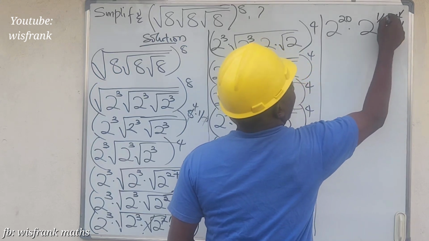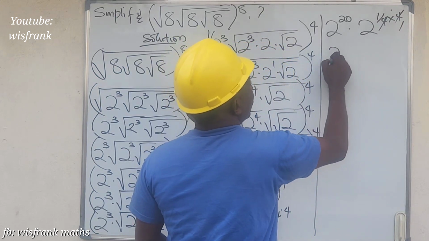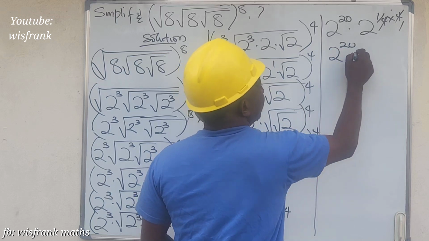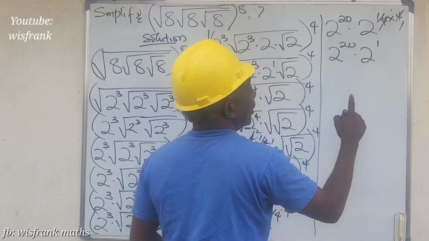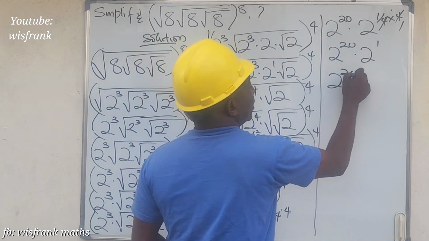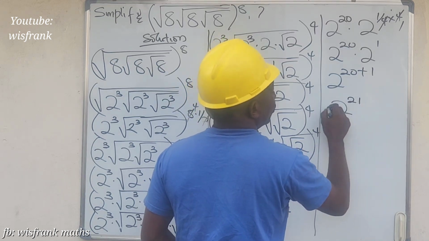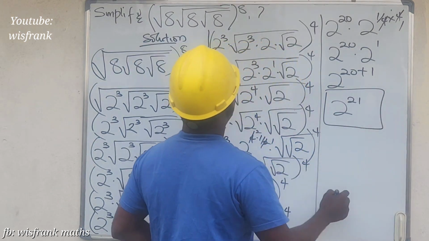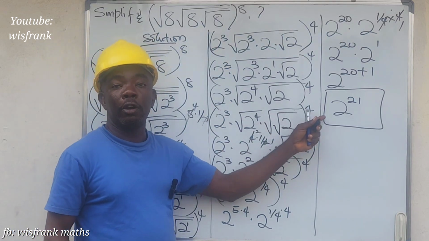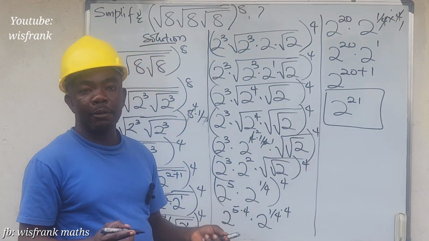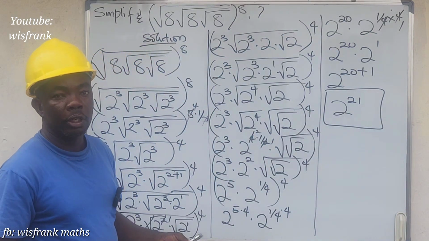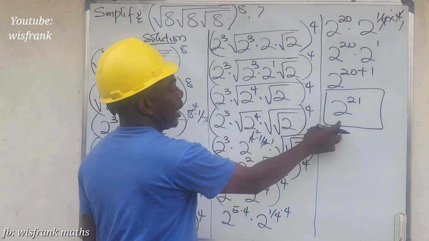Here, 4 will cancel 4, and 1 over 4 times 4 leaves 1. We are now left with 2 to the power of 20 times 2 to the power of 1. This is the same thing as 2 to the power of 20 plus 1, which is 2 to the power of 21. So this is the solution of this question, 2 to the power of 21. This is the first method. We are going to look at the second method to see whether we'll still have this answer.